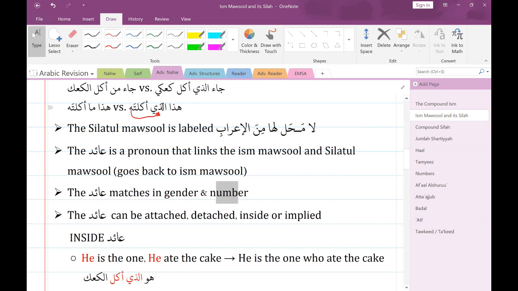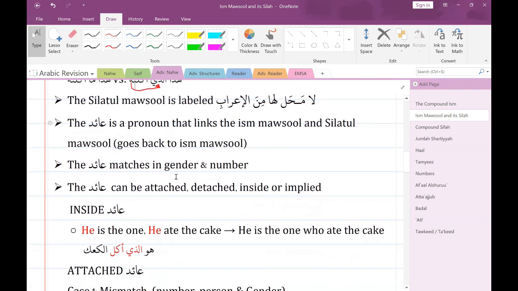Very important. So if alladhi is what we are using, then it has to be huwa. If it's alladhani, then it's going to be huma over here. So هذا اللذان أكلتهما. If I was to change it to the huma version, the dual version.